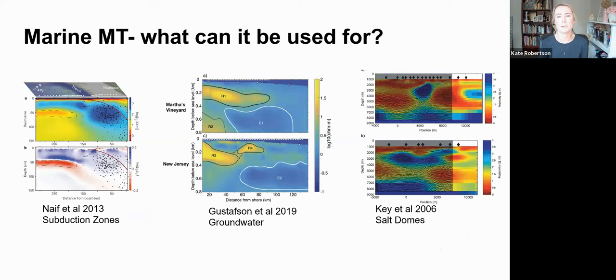But I just wanted to show you a couple of cool examples that have been done using marine MT. On the left is some work from Samer et al. in 2013 that was published, where we have imaging of a subducting plate. In the middle, we've got imaging of a more resistive groundwater amongst saline surrounds. And then on the right, we have the imaging of resistive salt domes in the otherwise conductive surrounding sediments.